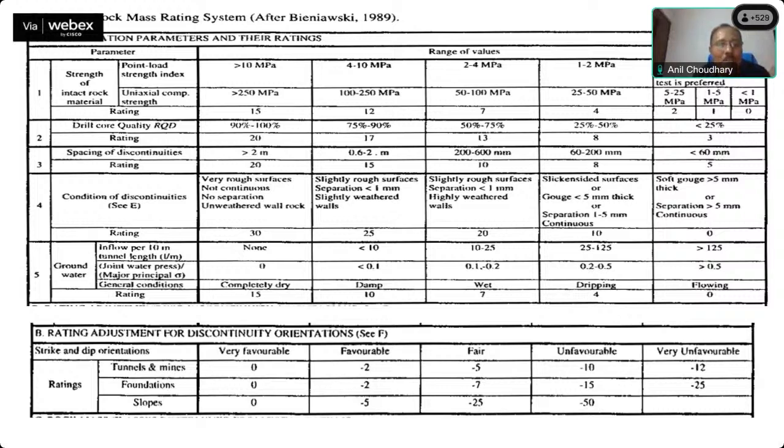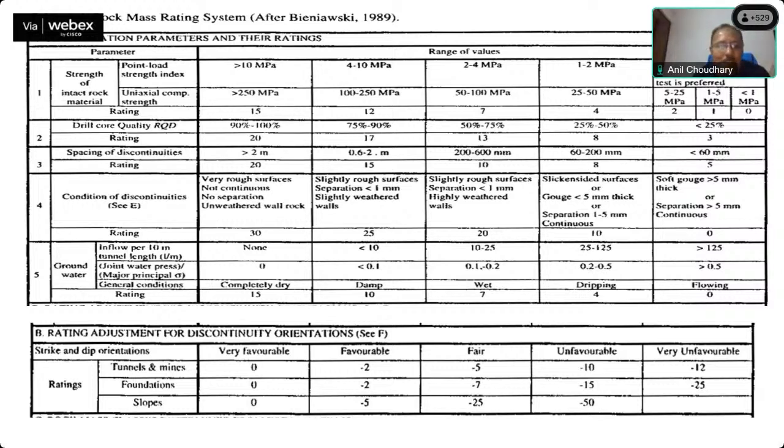Second component that we mentioned was RQD. So if RQD is between 90 to 100%, we give it a rating of 20. Similarly, spacing of discontinuities, if it is more than 2 meter, we give a rating of 20. Condition of discontinuities, very rough surface, not continuous, no separation, unweathered wall rock, we give it a rating of 30. Similarly, for groundwater, we have a system of rating.